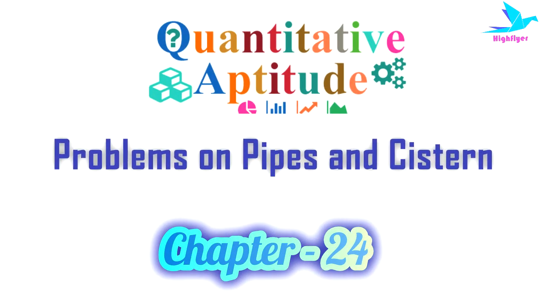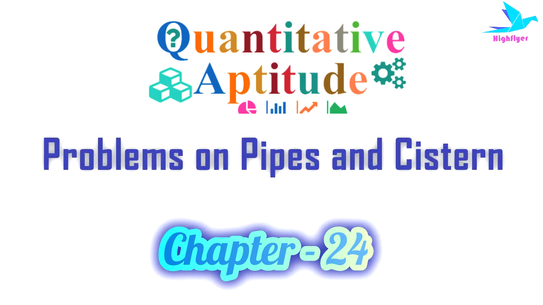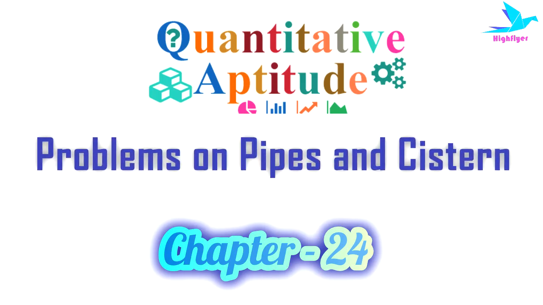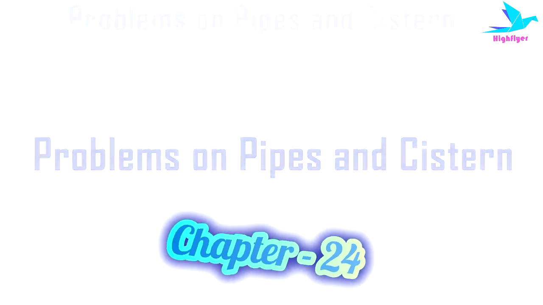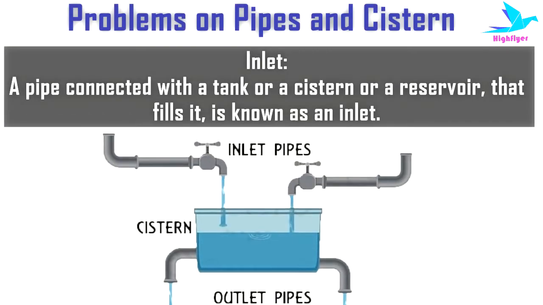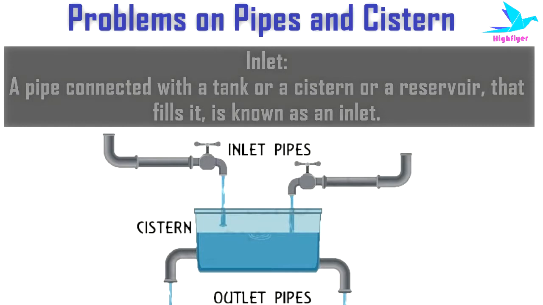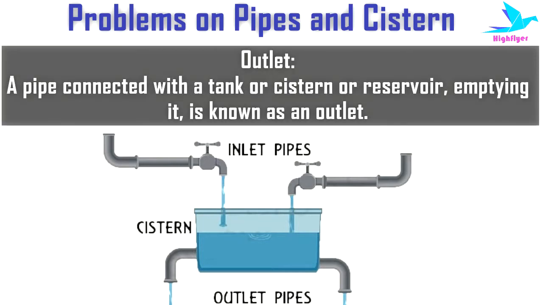Pipes and cisterns, our next chapter for quantitative aptitude. Now let's first know some concepts. First is inlet. A pipe connected with a tank or a cistern or a reservoir that fills it is known as an inlet. Then we'll talk about outlet. A pipe connected with a tank or cistern or reservoir, emptying it is known as an outlet.